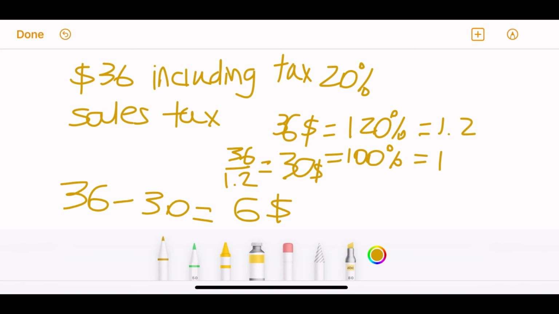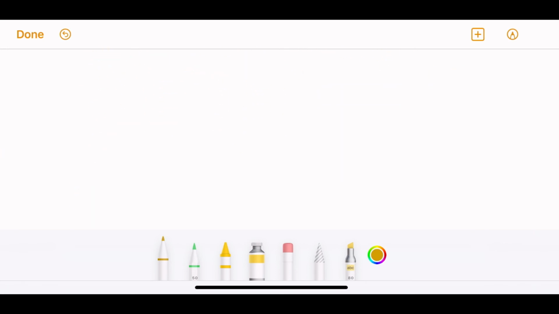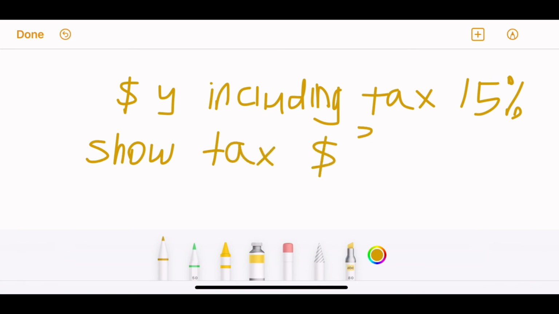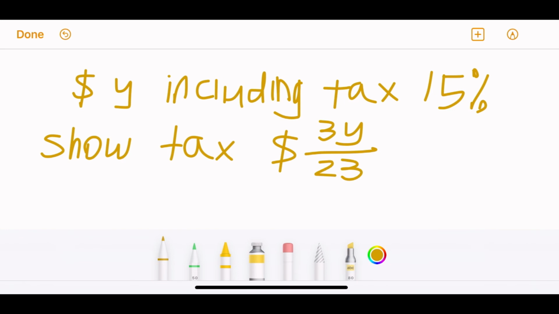Now let's look at a slightly more challenging one. Let's say now I will buy something at $y, including a sales tax of 15%. Now, I want to show that the sales tax I pay would be 3y over 23. Well, this is the type of question we need to prove.